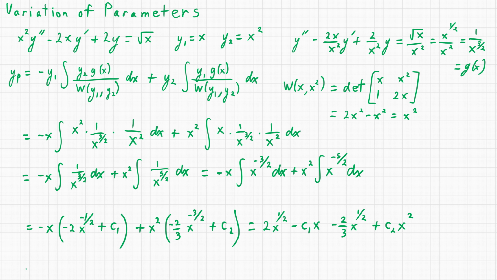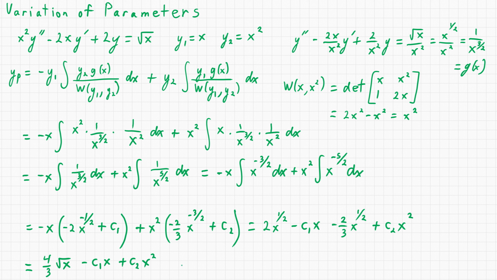Let's try and finish this off. I have 2 square root of x minus 2/3 square root of x. That's the same thing as 6/3 minus 2/3, which gets me 4/3 square root of x. And then left over, I have a minus c1x, and I have a plus c2x squared.